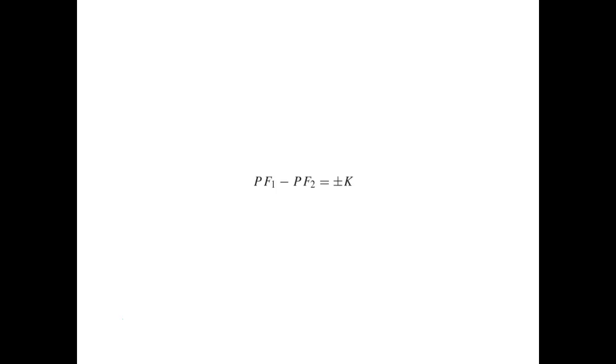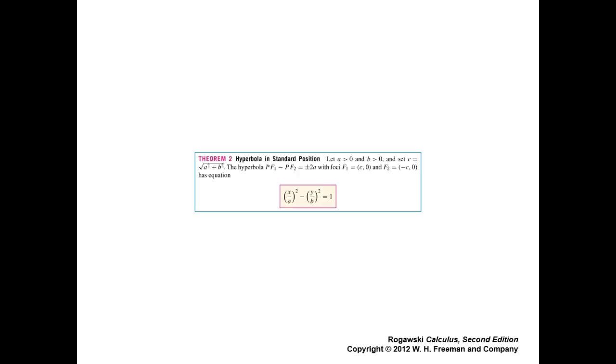No, not quite. It's a hyperbola. When it's a sum, and you have two foci, it's an ellipse. If the foci are the same, it's a circle. If it's a difference, you're dealing with a hyperbola. And here's the formula, or theorem 2, that states that.